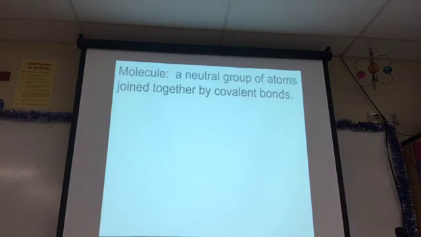They form in a group called molecules. And a molecule is a neutral group of atoms joined together by covalent bonds. They are held together by these covalent bonds, which are sharing electrons. And when they share electrons, they're a little tougher to come apart. So they form a molecule.